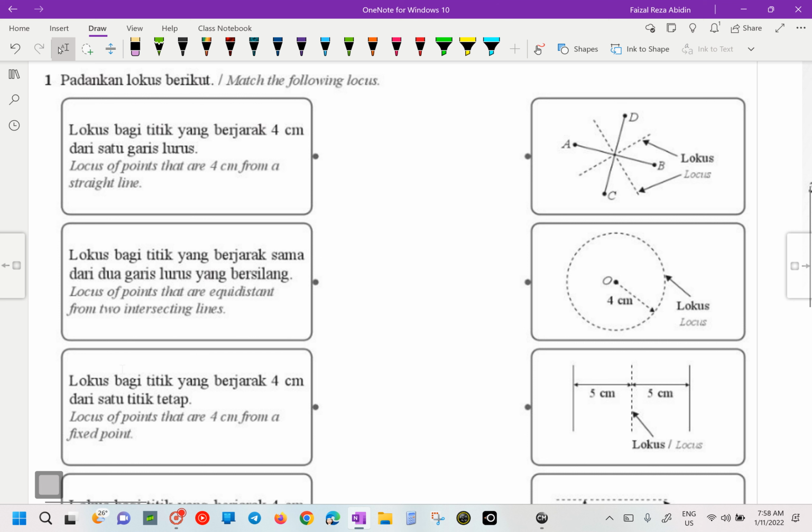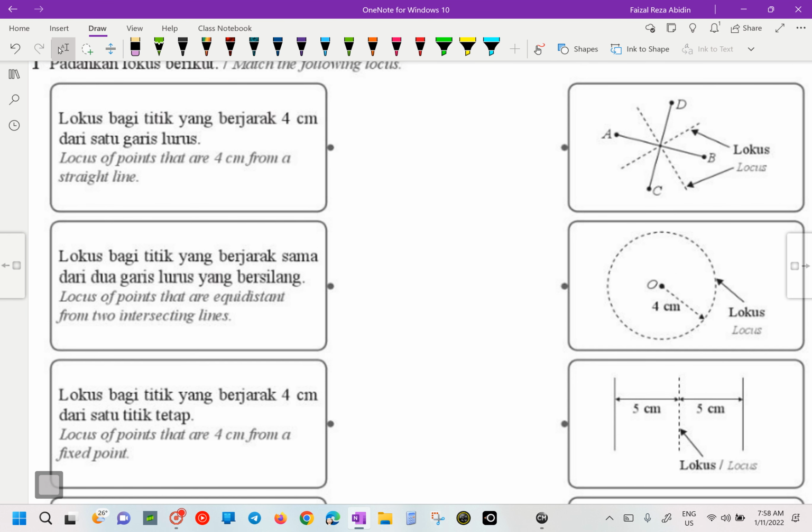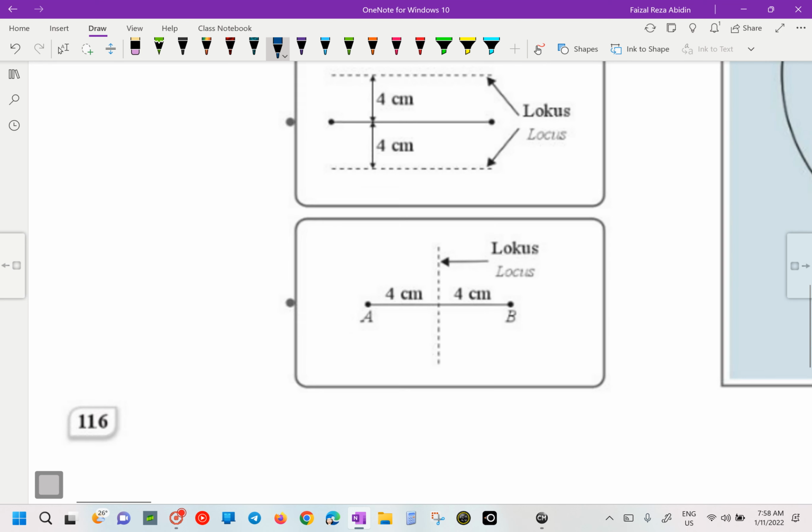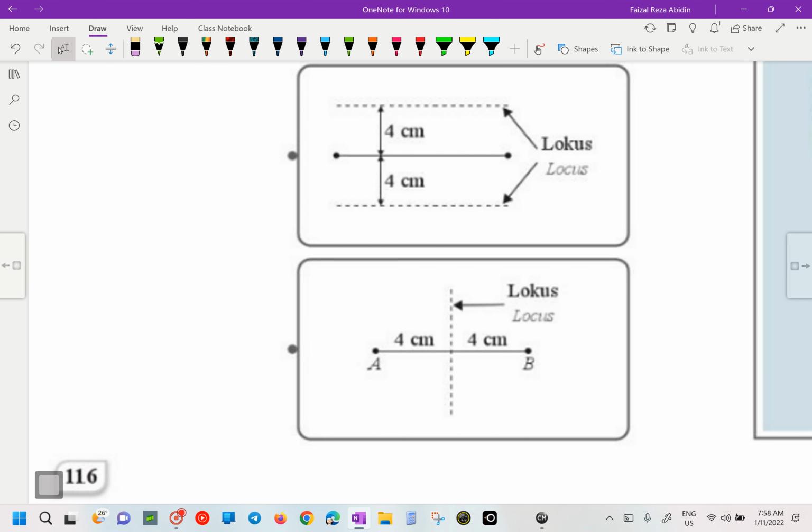Okay. So, locus of points that are 4 centimeter from a straight line. We have first over here. The last one, from a straight line. So your friend said the last one over here. Yes. Is it a straight line? Yes. I think that one is 2 point.